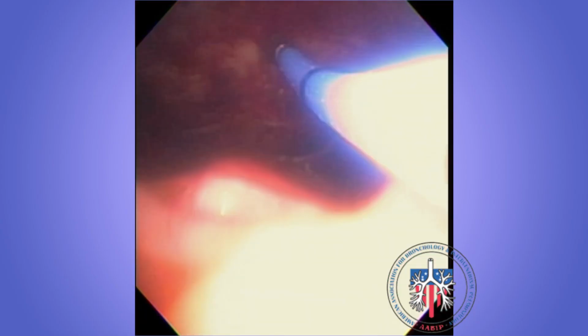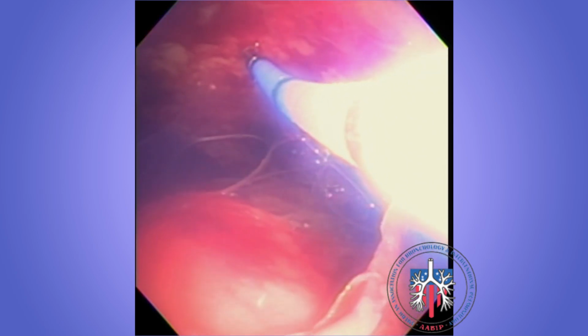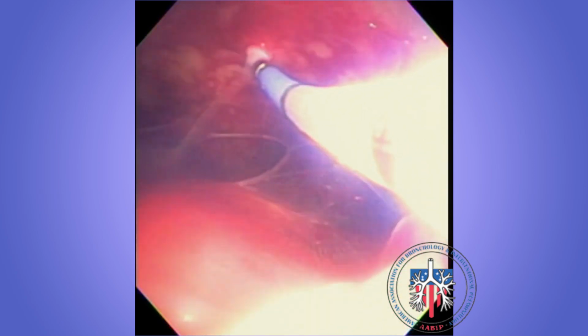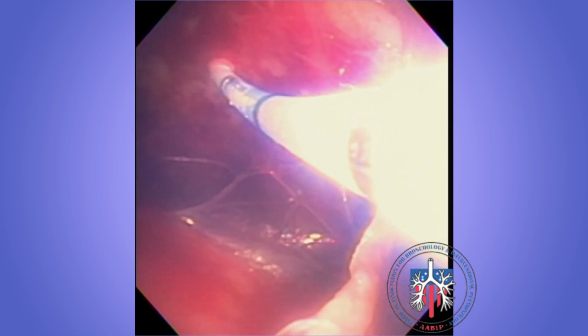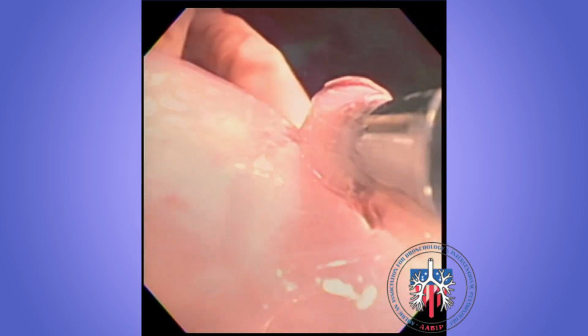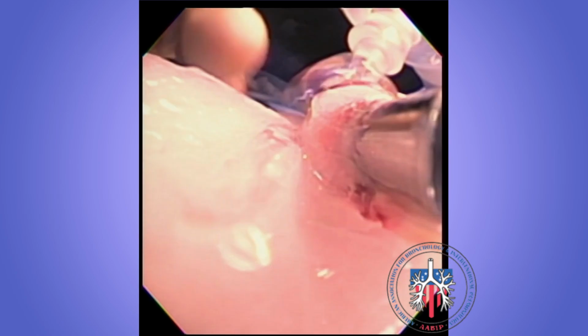We use a 2.4 millimeter cryoprobe for most of our pleural biopsies. The freeze time is dictated by the frozen zone observed during activation. Pleural diseases tend to require larger biopsies, therefore we aim for a frozen zone that is larger than the catheter tip. The scope and cryoprobe are then removed en bloc and the specimen is collected.